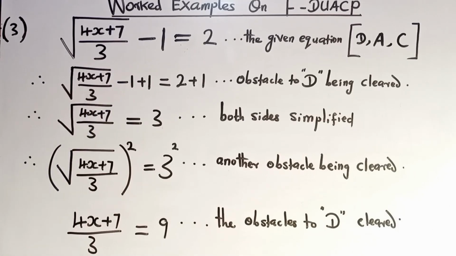Before I proceed, let me make it clearer that before a root is cleared, it must be the only thing on one side of the equation. But this root is not the only thing on this side of this equation. We still have minus 1. So let us make the root be the only thing on this left-hand side. How do we do it? This minus 1 has to go.